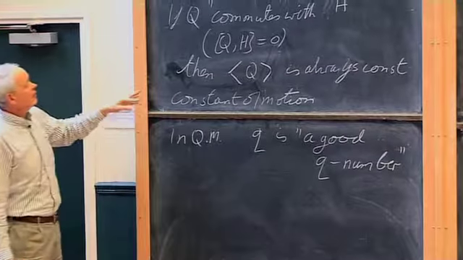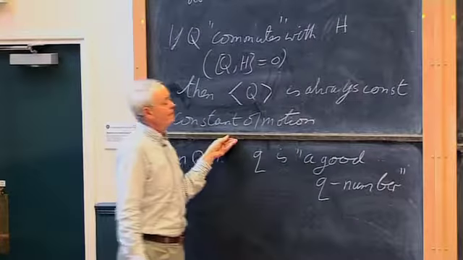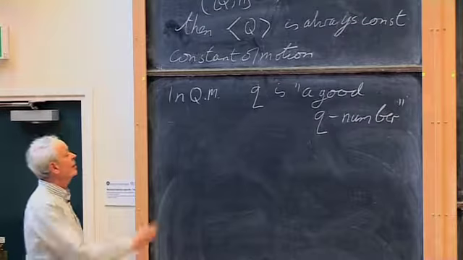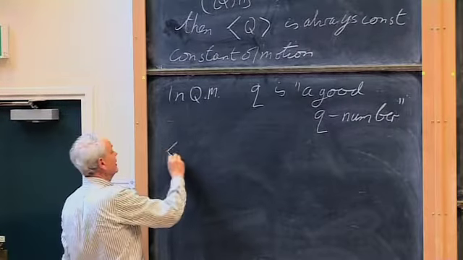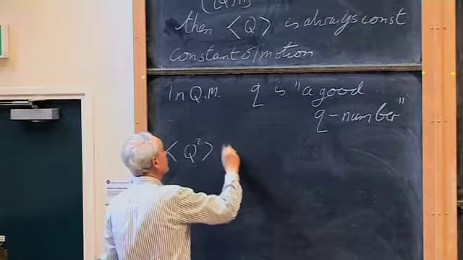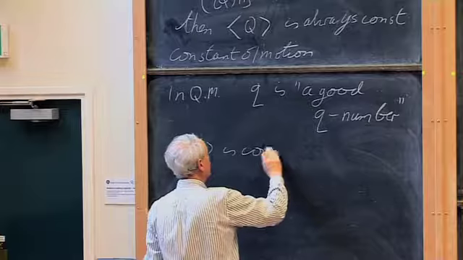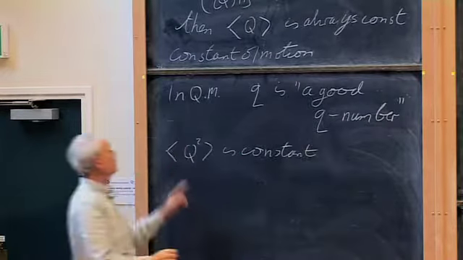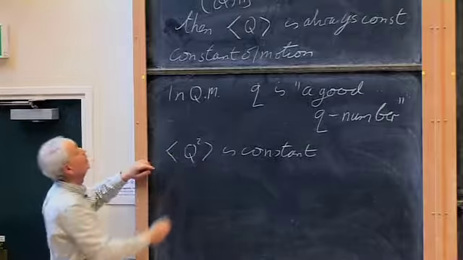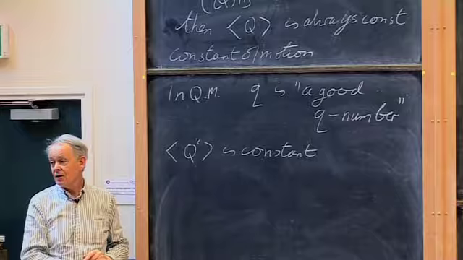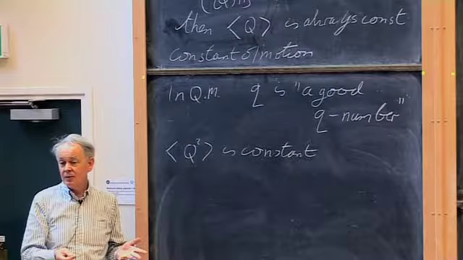We can go further than that, though. We've shown that the expectation value of Q is constant. We could show easily that the expectation value of Q squared is constant too. It's very straightforward. It's obviously the case because Q squared is an observable. If Q commutes with the Hamiltonian, then Q squared has to commute with the Hamiltonian. So Q squared is also a constant of the motion.